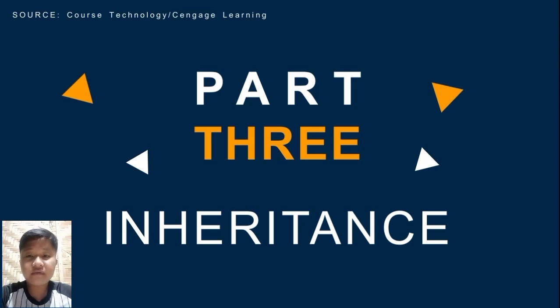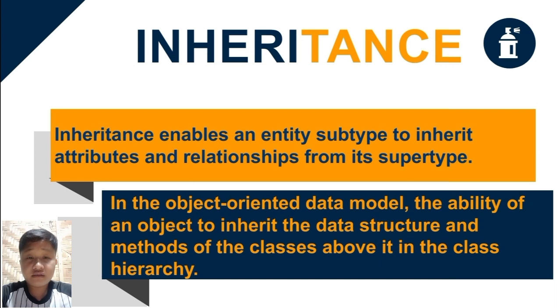Inheritance. Inheritance enables an entity subtype to inherit attributes and relationships from its supertype. Inheritance allows a subtype entity to adopt attributes and relationships from its supertype, promoting consistency and reducing redundancy in data structures. In the object-oriented data model, the ability of an object to inherit the data structure and methods of the classes above it is called inheritance.